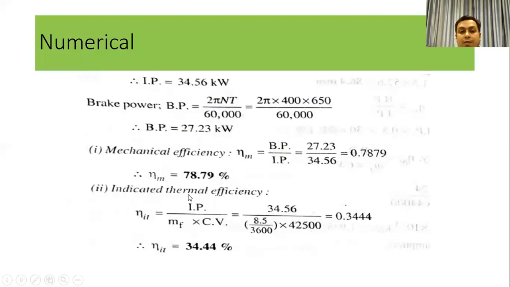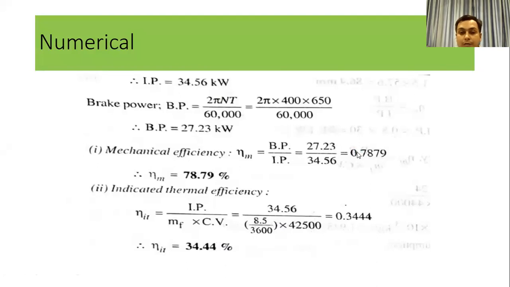Indicated thermal efficiency is calculated by ITE equals IP upon MF into CV. As we earlier discussed, we need to divide by 3600 for conversion of kg per hour into kg per second. So finally we get indicated thermal efficiency like 34.44.